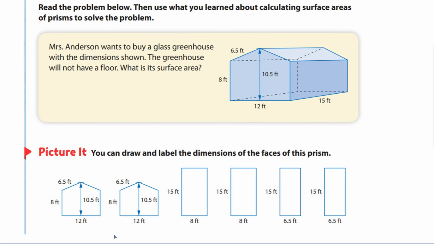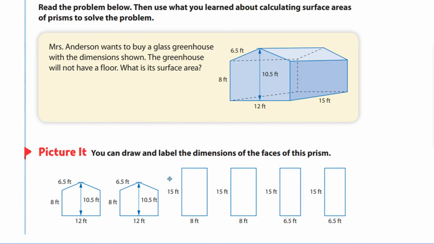Let's read the problem below, then use what you learned about calculating surface areas of prisms to solve the problem. Mrs. Anderson wants to buy a glass greenhouse with the dimensions shown. The greenhouse will not have a floor. What is its surface area? Remember, it does not have a floor. Again, key information. Let's picture it.